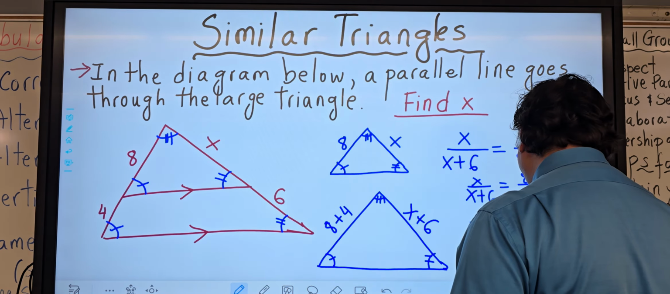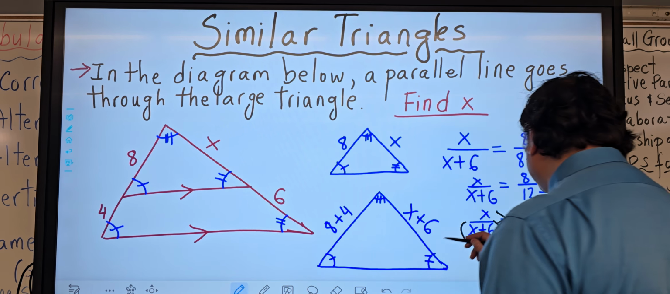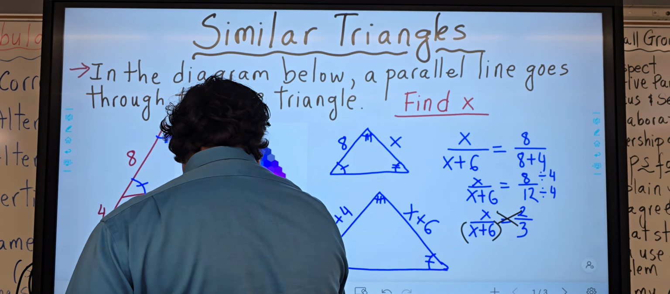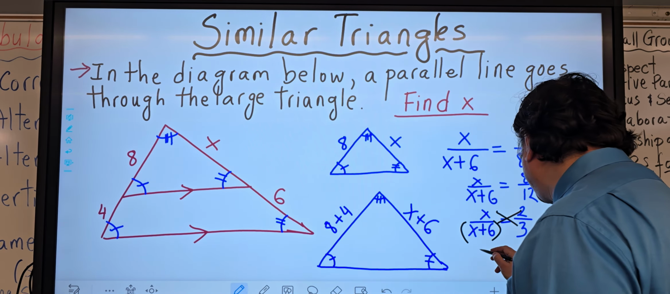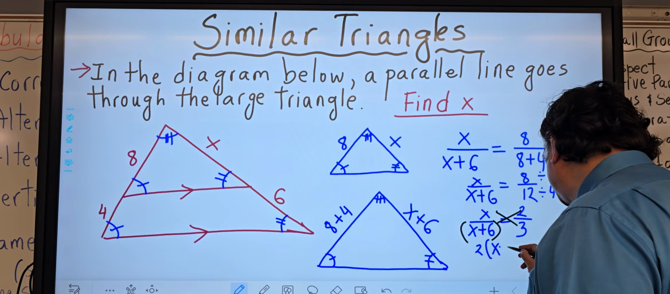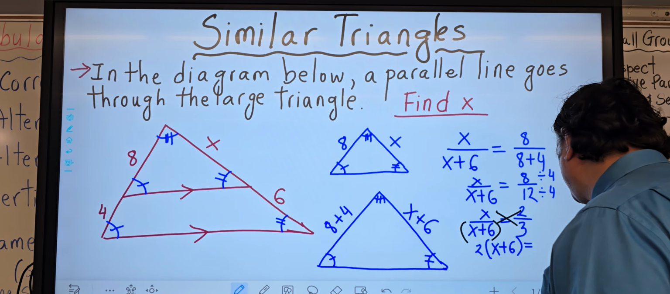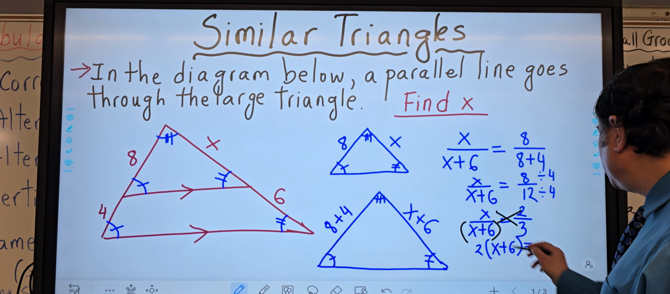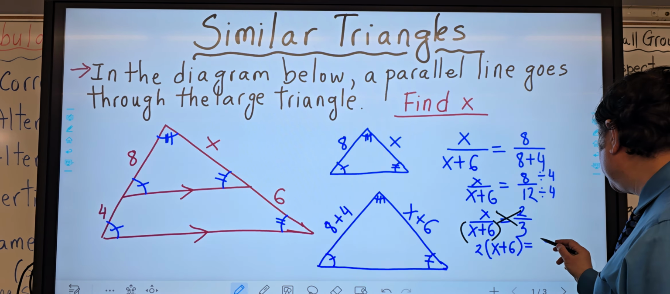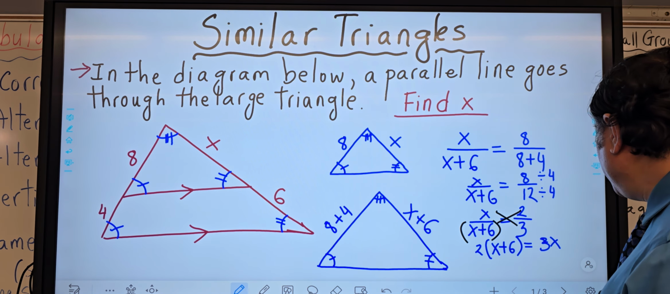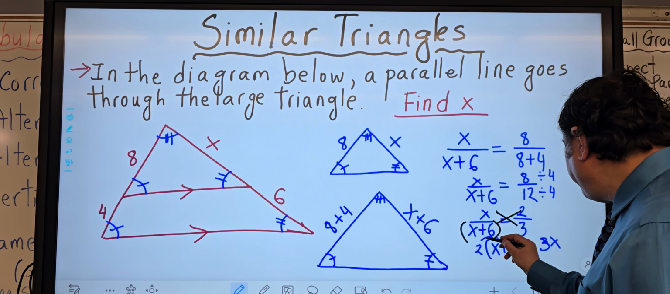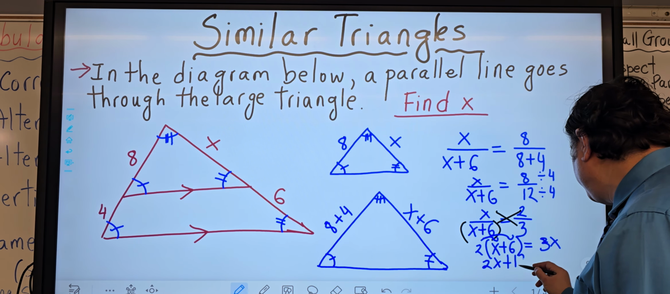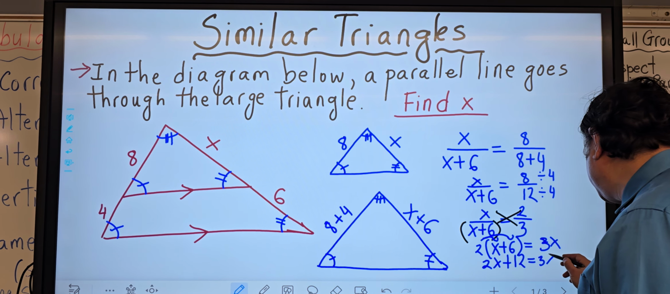So let's cross multiply, and we can put a little parenthesis around x plus 6. So now we have 2 times x plus 6 should equal 3 times x, which is 3x. Now don't forget about the distributive property. So we have 2x plus 2 times 6 is 12 equals 3x.